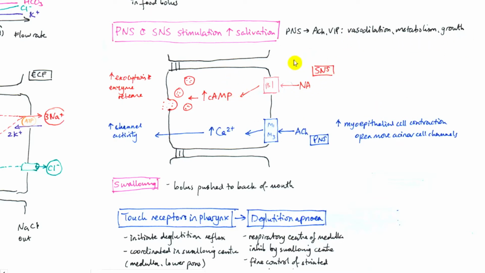The sympathetic system releases noradrenaline from nerve terminals, acts on the B1 adrenergic receptors, and increases levels of cyclic AMP, which causes increased exocytosis and increases enzyme release from the glands, the duct cells or the acinar cells in the salivary glands. The parasympathetic nervous system increases myoepithelial cell contraction and opens more acinar cell channels. It does this by releasing acetylcholine from nerve terminals, which acts on M1 and M3 cholinergic receptors, increases the amount of calcium in the cells, and increases channel activity.